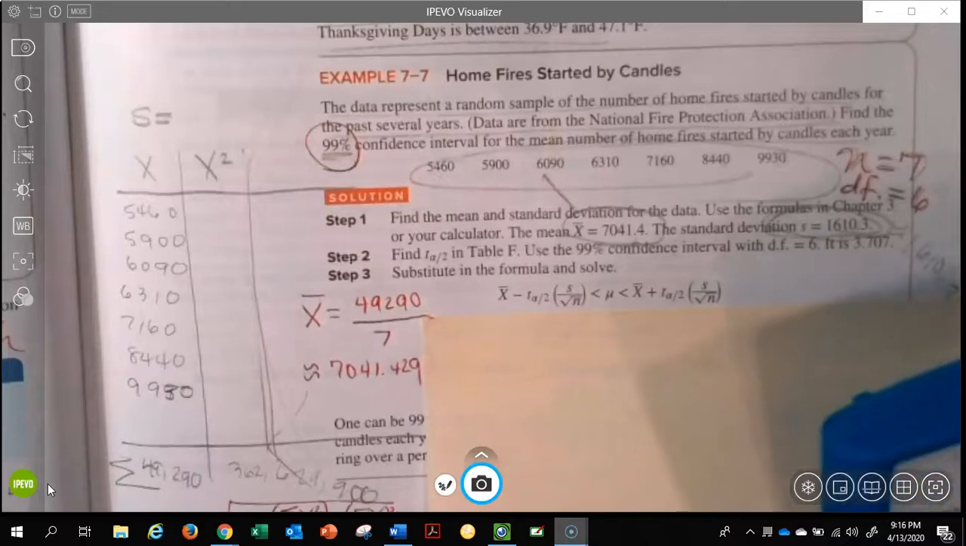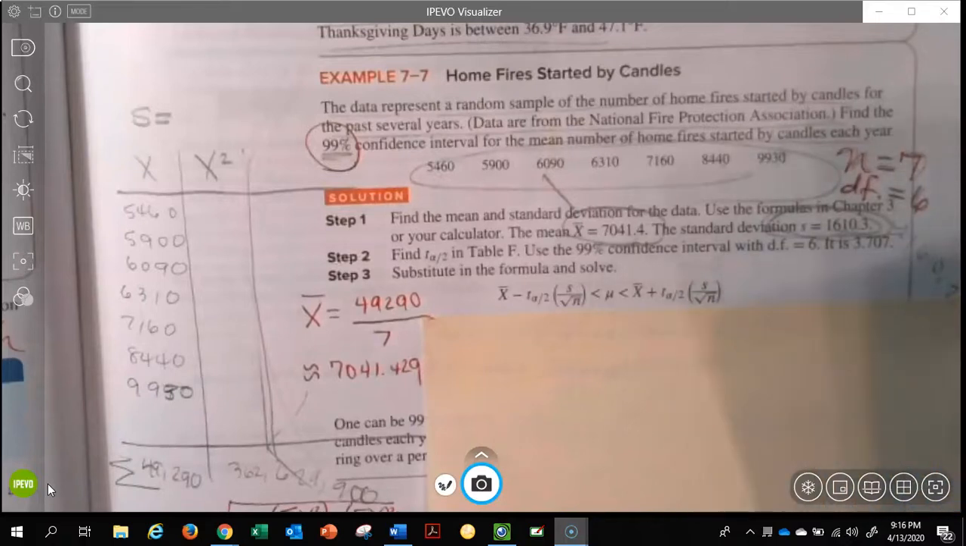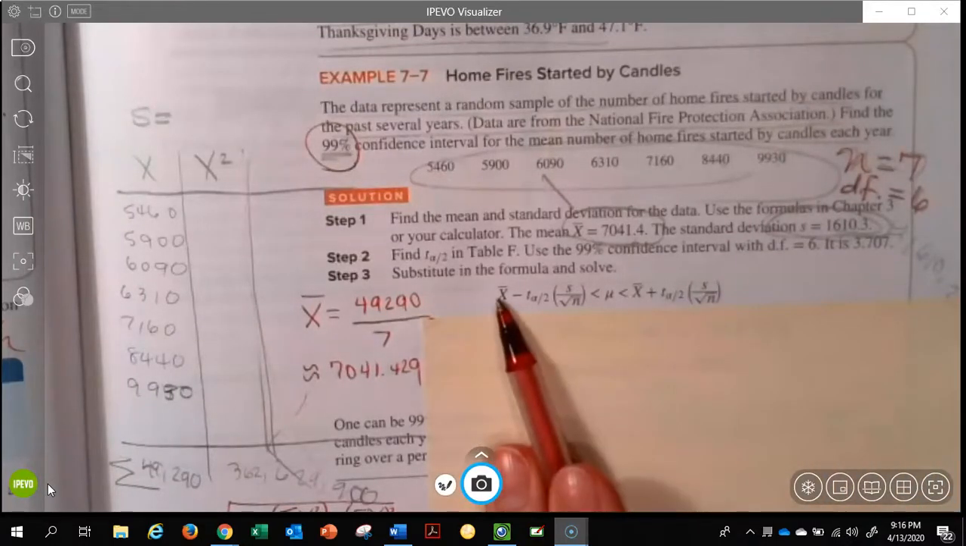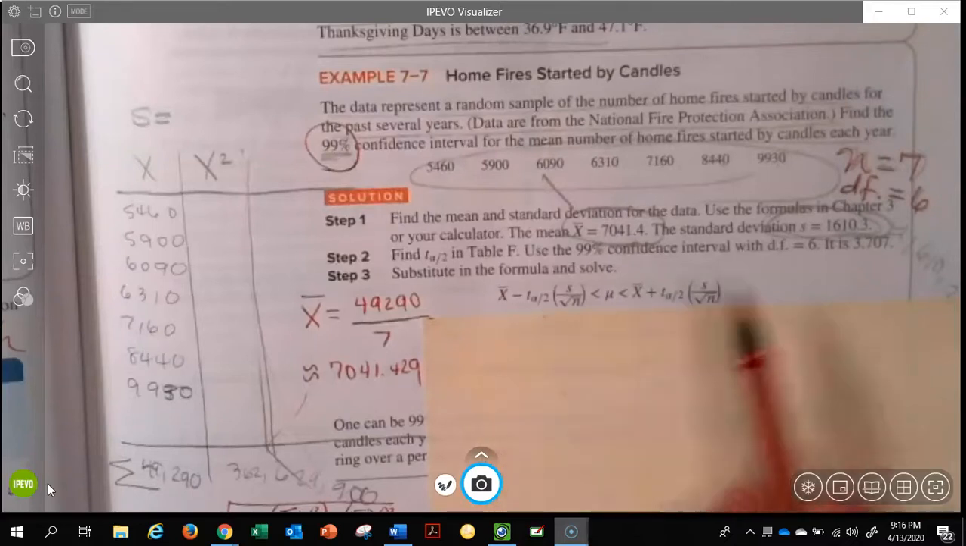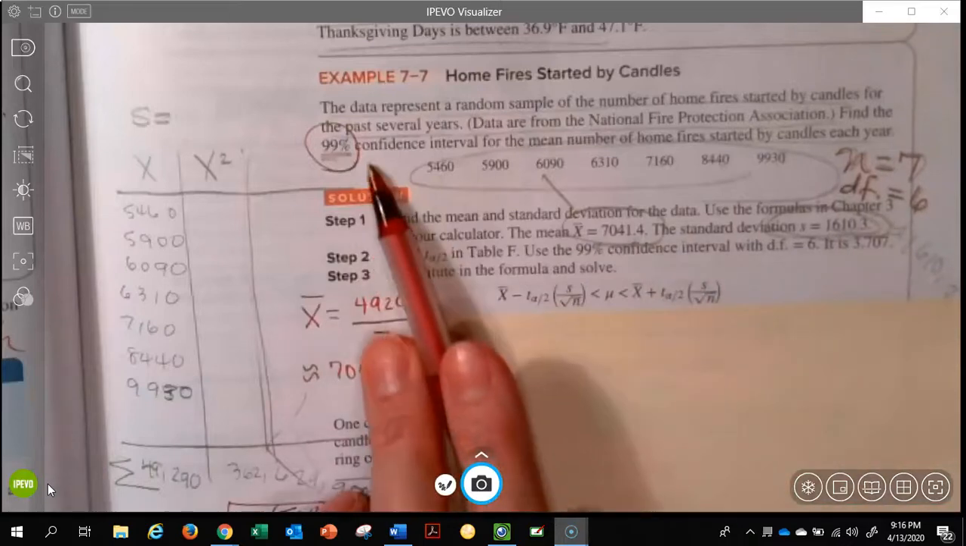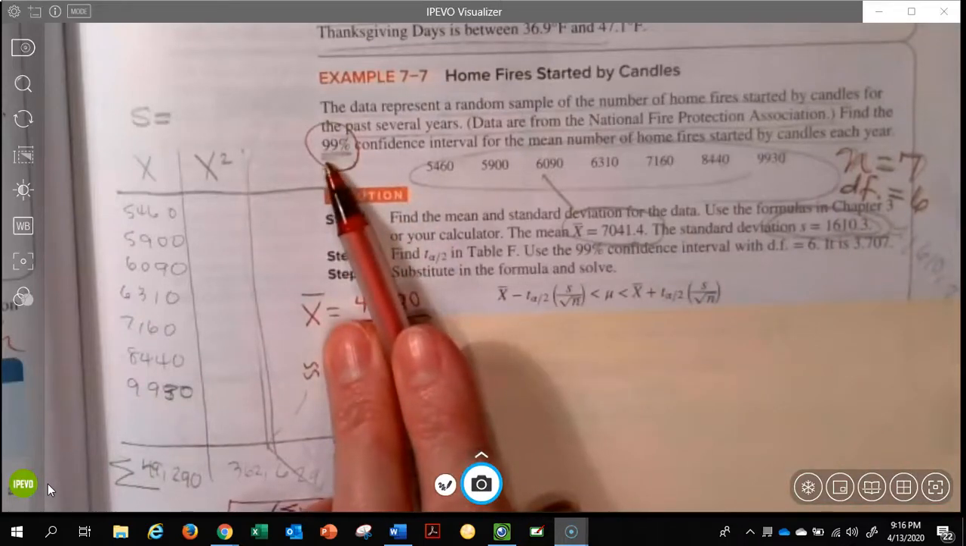7041.429. I'll go ahead and write those down. So wow, and now I have my X bar. I also need to know what am I going to use for T. I know my degrees of freedom are 6, and I know I'm going to the 99% confidence interval.